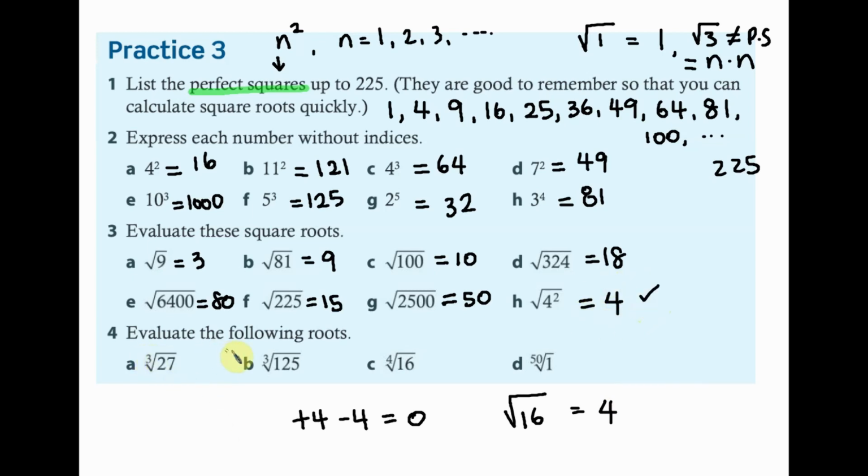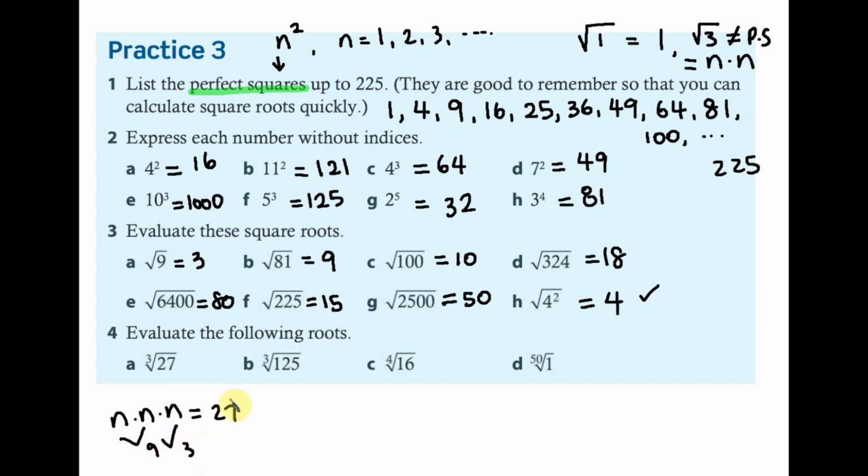Number 4, evaluate the following roots. So now you're going to deal with more than just squares. Remember, the other roots work the same way as the square root. The only difference is if I had a cube root, I'm trying to think what three numbers I need to multiply to get 27. And remember, they all have to be the same. In this case, 3 times 3 is 9. 9 times 3, I get 27. So this is 3. What three numbers do you need to multiply to get 125?